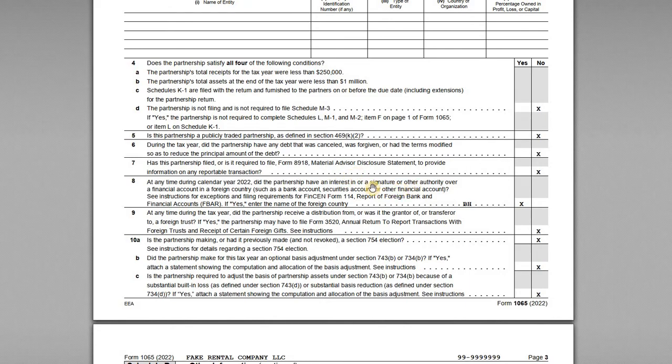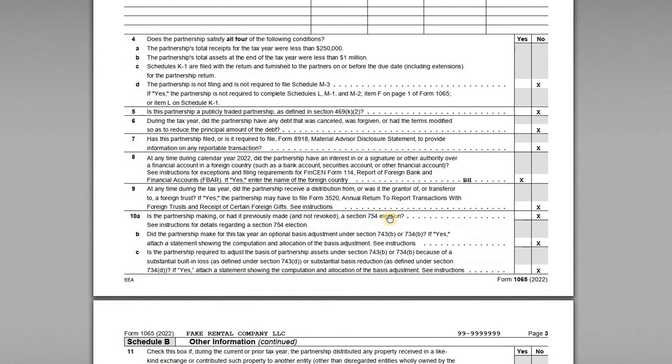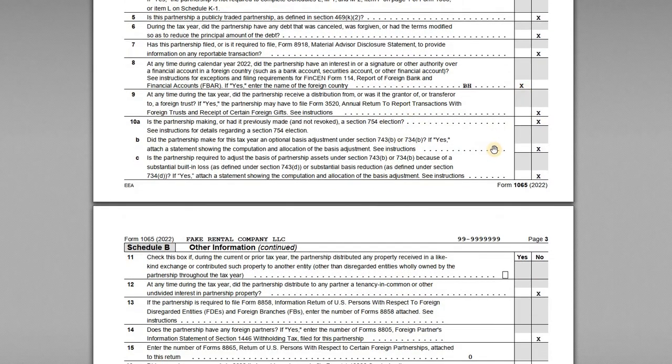So even for very small partnerships that would otherwise be exempt from doing these schedules, I always complete them anyway. I think it just makes for a more complete return. But in our case, we had to do them. So yes or no. Okay, again, question 8 here.